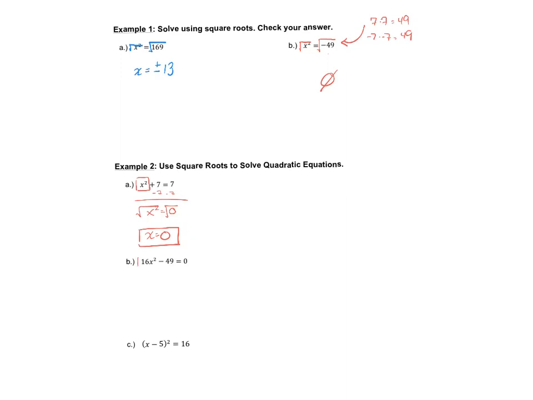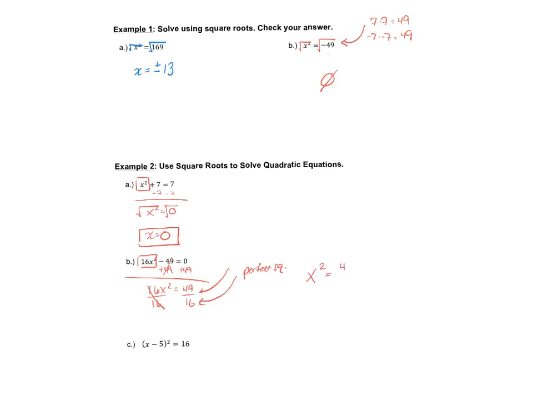Okay, next one, isolate the 16x squared. So I add 49 to both sides. I get 16x squared equals 49. I'm going to divide both sides by 16. Since I noticed that both of these are perfect squares, I'm not going to actually divide it. I like fractions better anyway, but I just want to show you why I'm not going to divide it.